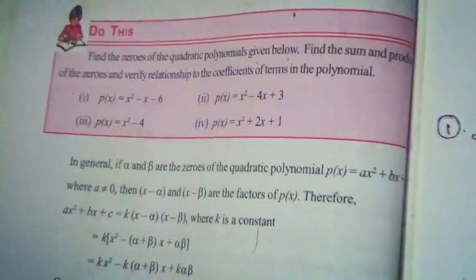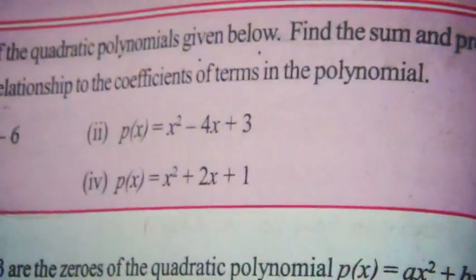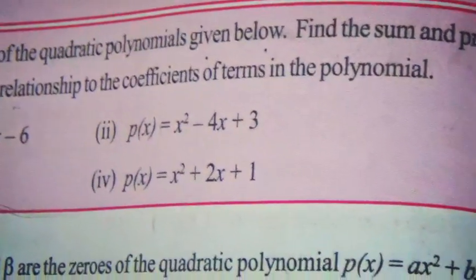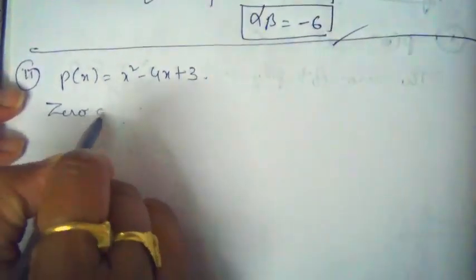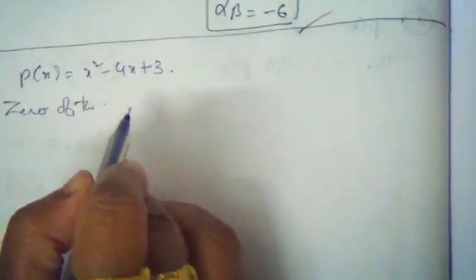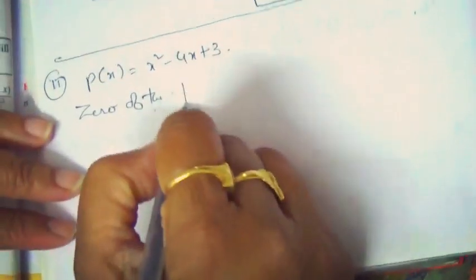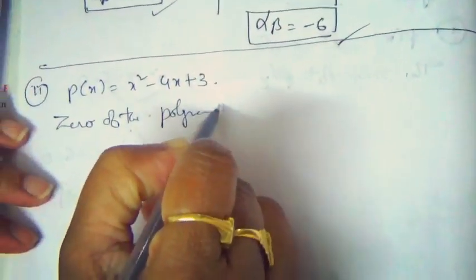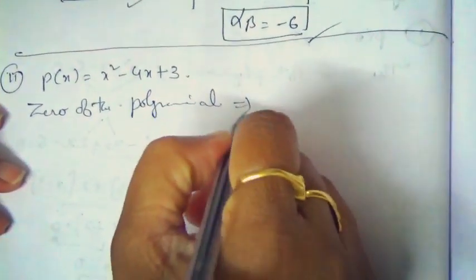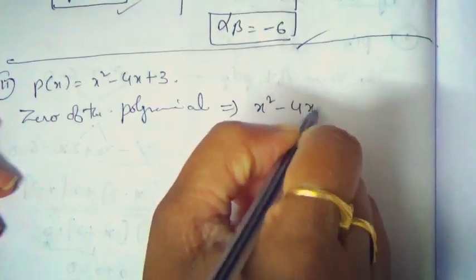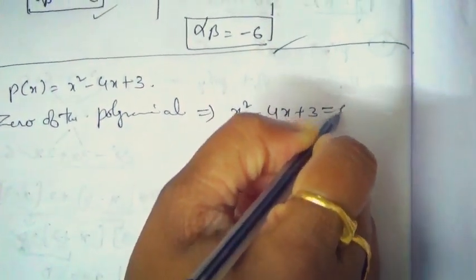Okay. So next sum. Second sum. So p of x is equal to x square minus 4x plus 3. So zeros of the given polynomial, that is x square minus 4x plus 3 is equal to 0.